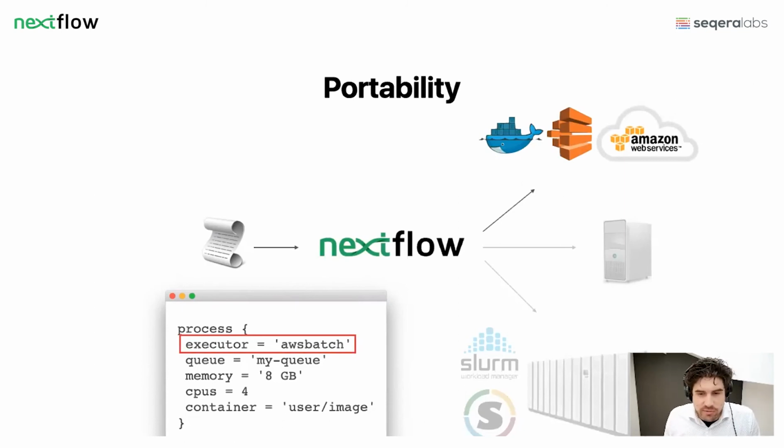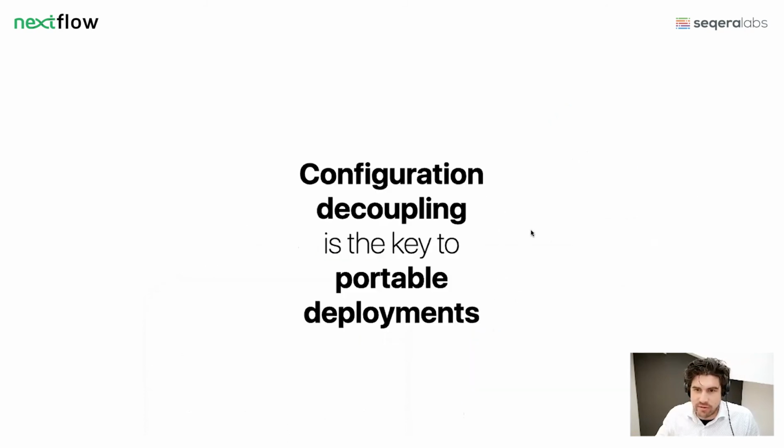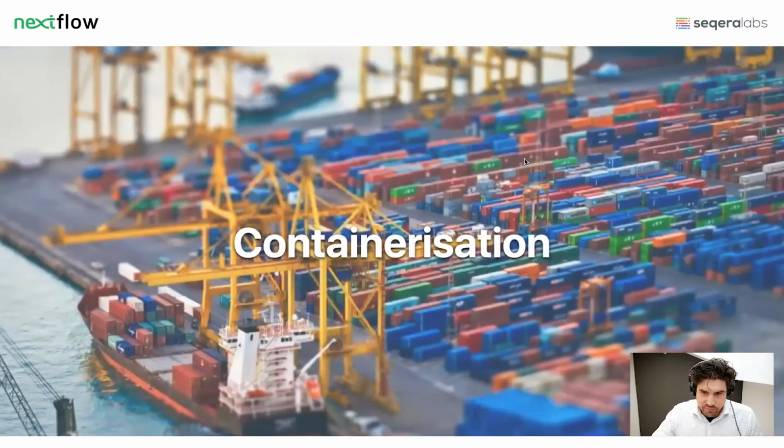AWS Batch doesn't have a concept of queue in this regard. So you can switch those things out, and then you have this ability to take those pipelines and run them anywhere. And again, this is something which stays in the config, not in the definition of the pipeline itself, so that the underlying code can remain the same as well. Decoupling the definition of the workflow from the configuration is the real key thing to making these pipelines portable and able to run in these different environments.